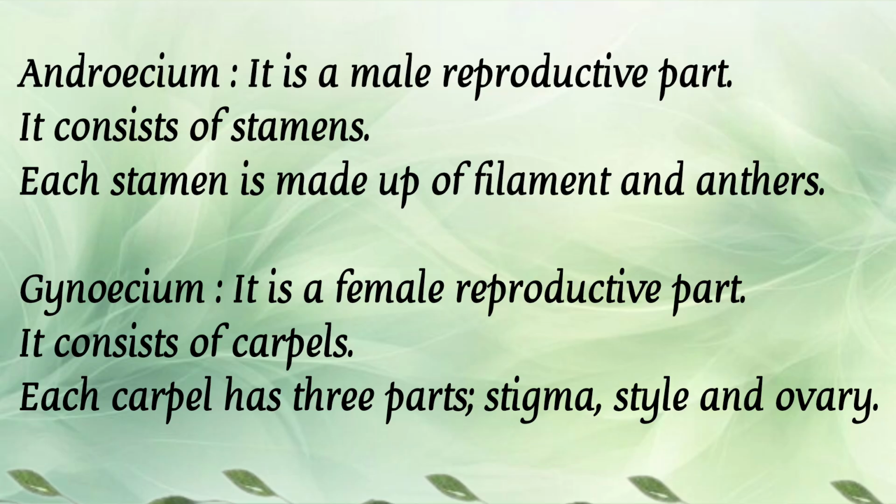Androecium is the male reproductive part made up of stamens. Each stamen has a filament and an anther. The gynoecium is the female reproductive part consisting of carpels. Each carpel has three parts: stigma, style, and ovary.